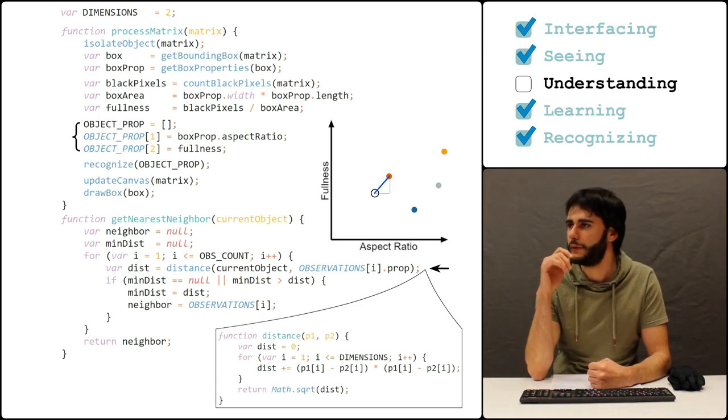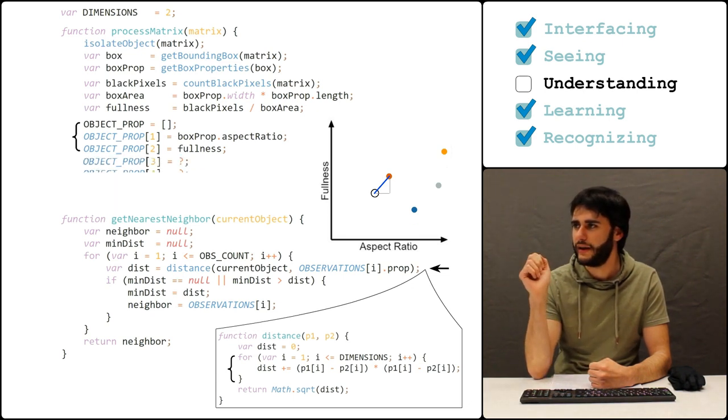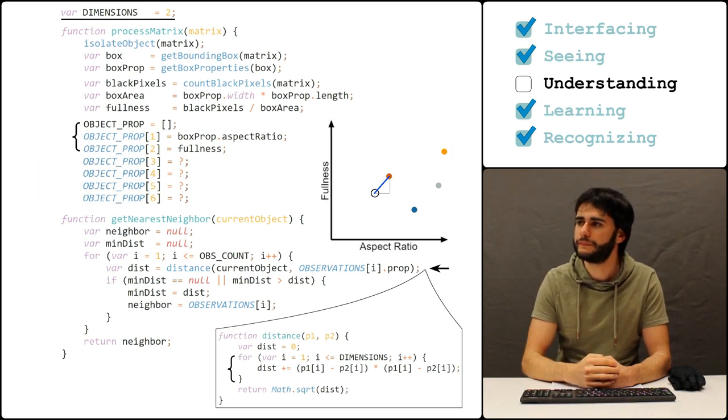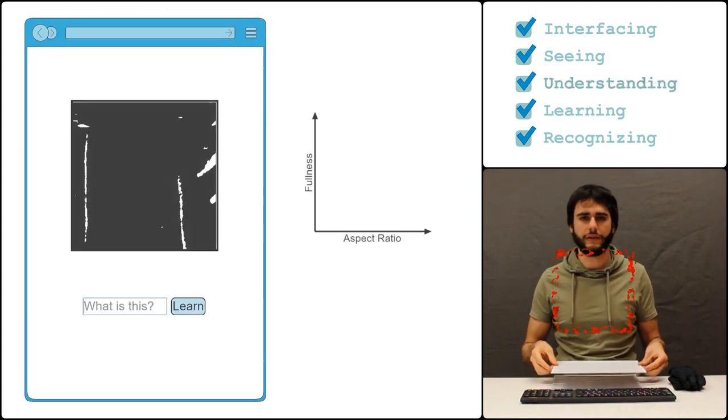Now, the way I wrote the distance function here, using a loop, it generalizes to any number of dimensions. So, if you can think of new properties, just add them there and mention how many dimensions you want to use in this global variable. I think we're ready to test with more objects. Let's start over and teach it new things.